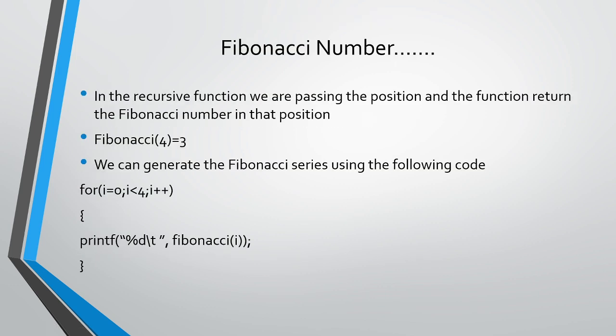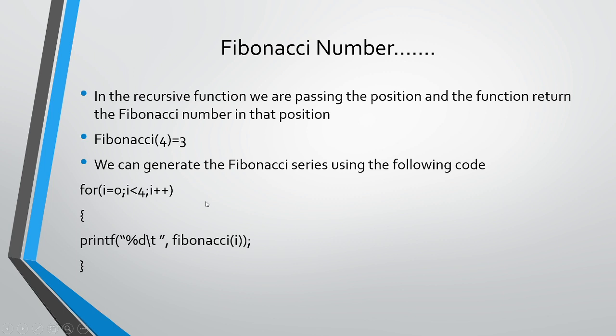So in the recursive function, we are passing the position and the function returns the Fibonacci number in that position. Fibonacci of 4 should generate 3. Now I want to generate the Fibonacci series using the same function. I don't want the Fibonacci number at a particular position; I want to generate the Fibonacci series itself. Then I will call this function again.